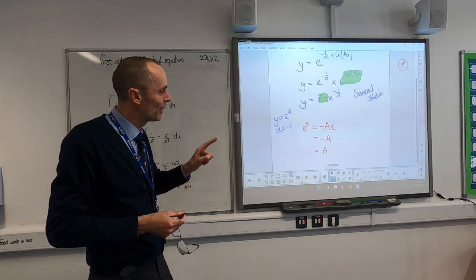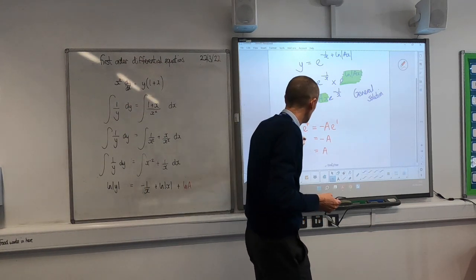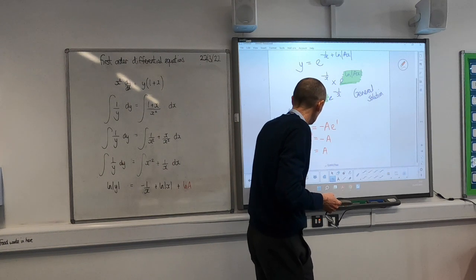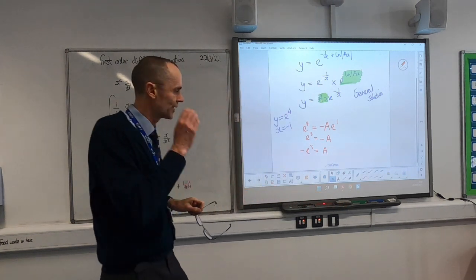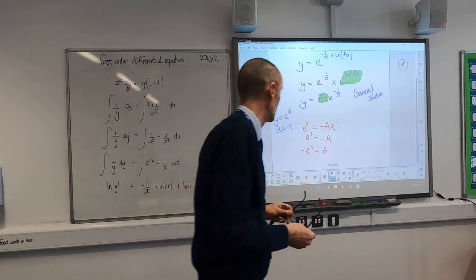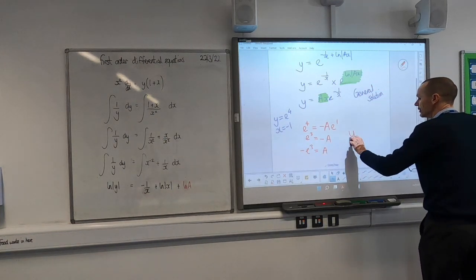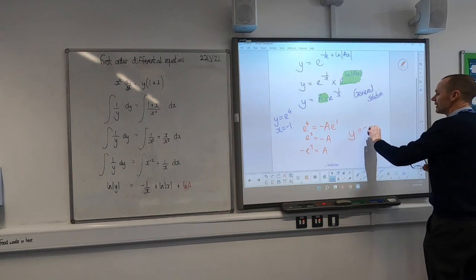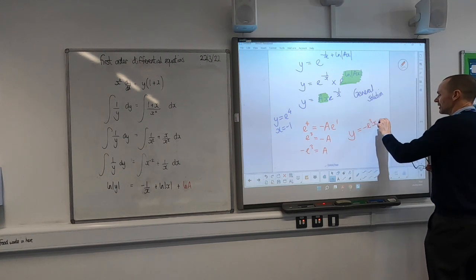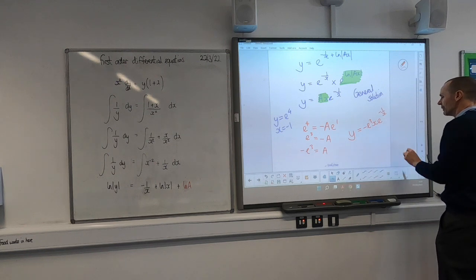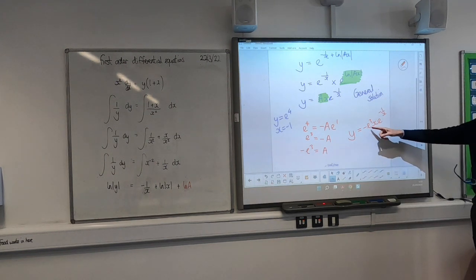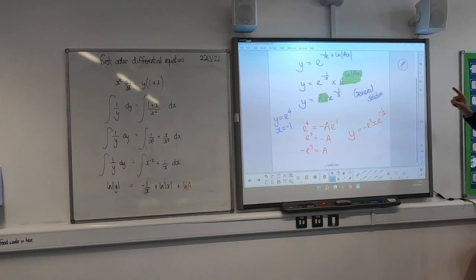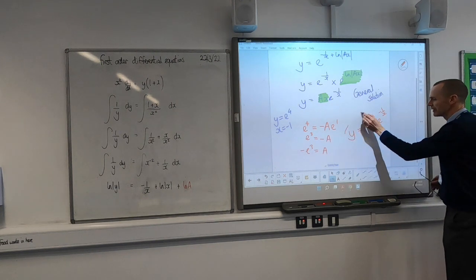So if I divide both sides by e to the power of 1, a is minus e cubed. So my particular solution is minus e cubed x e to the minus 1 over x, which looks weird and funky, and you could combine these two together as e to the minus 3 over x, but I'm just going to leave it like that. That's my particular solution.